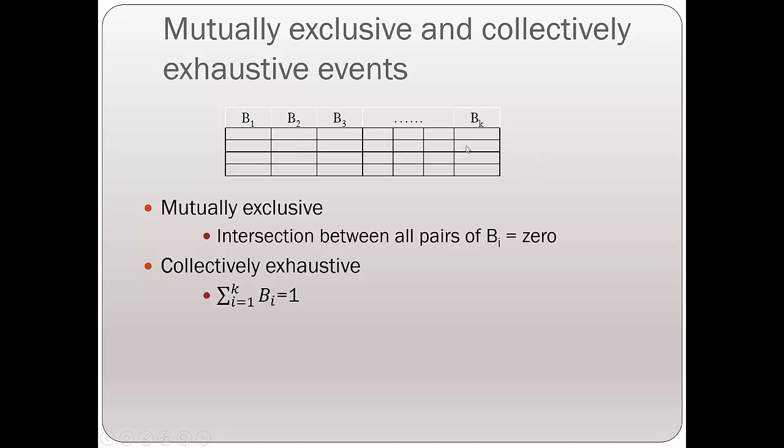And suppose this B1 through B sub k represent all possible events, so that means if all of these B's represent probabilities and you sum all of them, that's equal to 1. So we have a situation where we have pieces of probabilities that represent the whole, and when you add them all up you get 1, and individually they don't have any intersection. In such a scenario, we call those events mutually exclusive, because there are no intersections, and collectively exhaustive because the probabilities sum to 1.